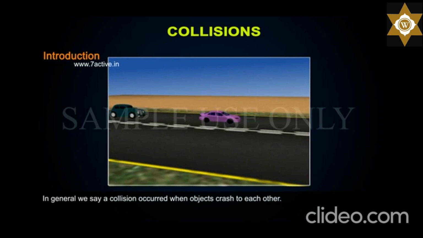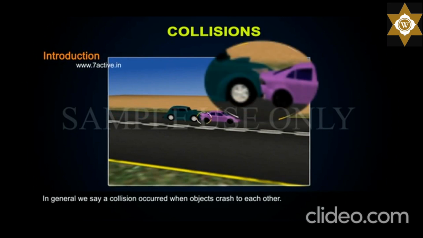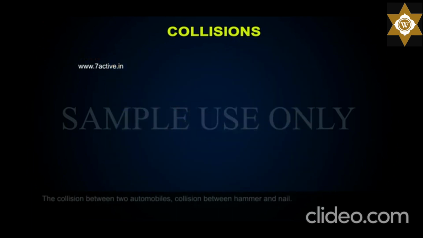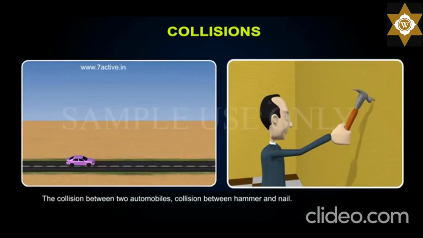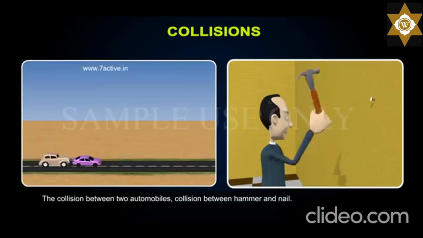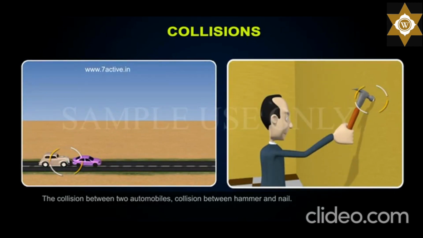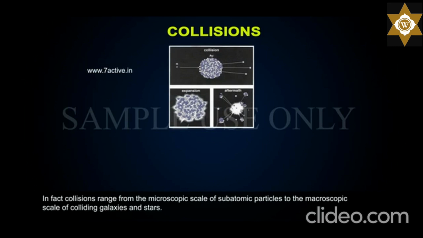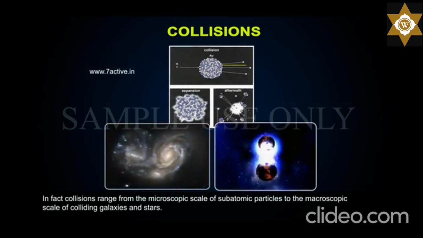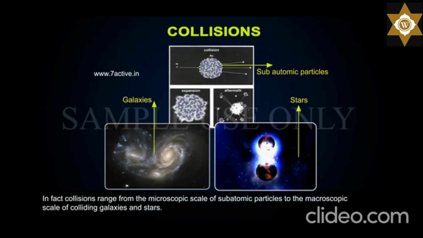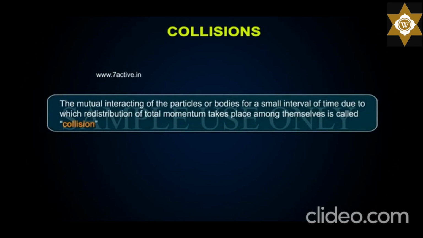In general, we say a collision occurred when objects crash into each other. For example, the collision between two automobiles, or the collision between a hammer and a nail. In fact, collisions range from the microscopic scale of subatomic particles to the macroscopic scale of colliding galaxies and stars. The mutual interaction of the particles or bodies for a small interval of time, due to which redistribution of total momentum takes place among themselves, is called collision.